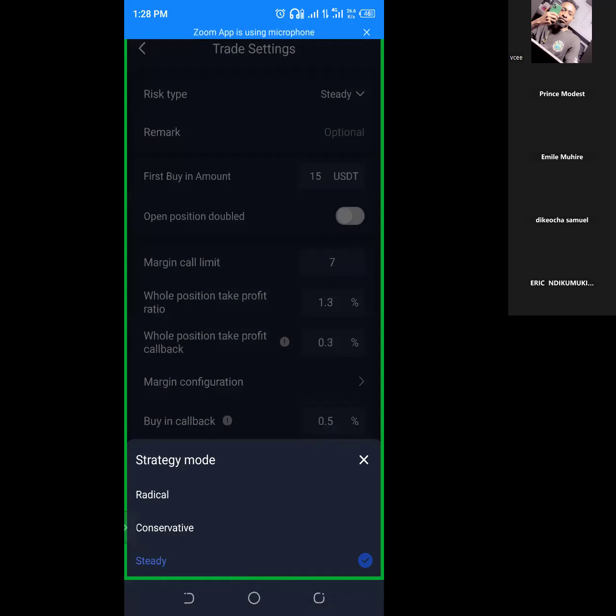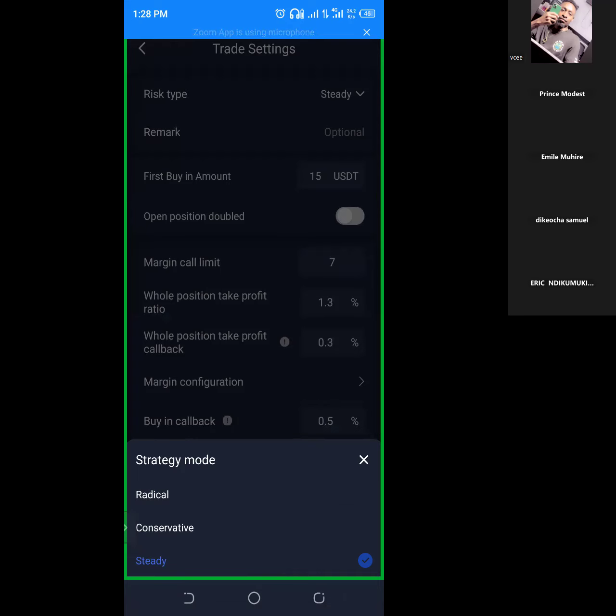If you are not fearful, you are not afraid at all, you use the radical. If you're afraid, you're very, very afraid, you use the conservative. And if you're in between radical and conservative, you use the steady. So that's it about this strategy mode.